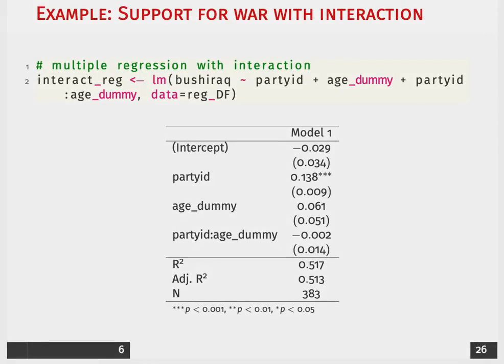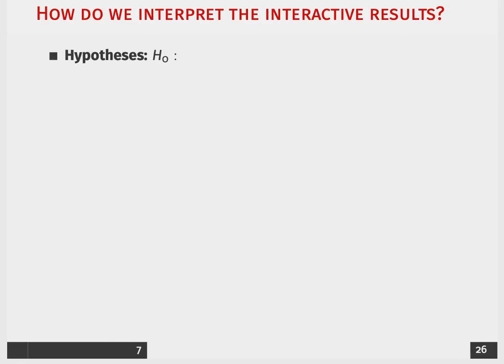So when we fit our regression, we get our estimated coefficients, and we need to think about how to make sense of whether or not there's an interactive relationship between party ID and age dummy. So the first thing that we're going to do is set up a null hypothesis test. What would be a natural null hypothesis test to check for an interactive relationship between party ID and age? We can say that beta 3 is equal to 0 as our null hypothesis. Therefore, our alternative would be that there is a positive or negative linear interactive effect between these two variables.